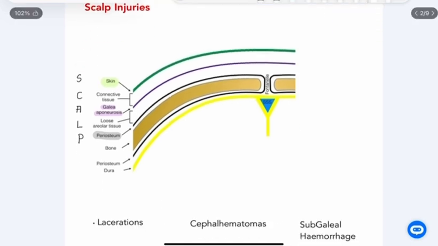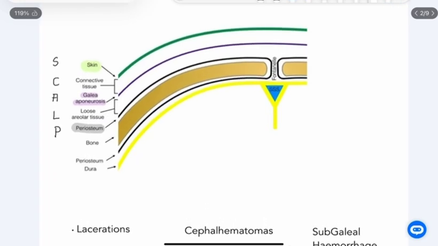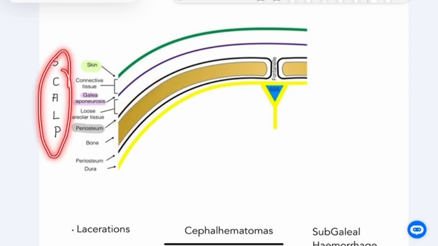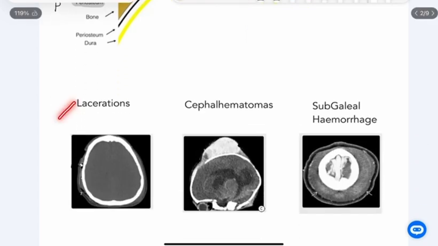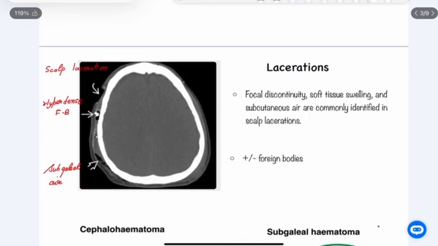Basically, the scalp consists of the following layers: the skin, the connective tissue, galea aponeurotica, then the loose areolar connective tissue, the periosteum, and then the bone. The mnemonic itself is scalp. Now, the scalp injuries include lacerations, cephalhematomas, and subgaleal hemorrhage. We will take a detailed look at them.